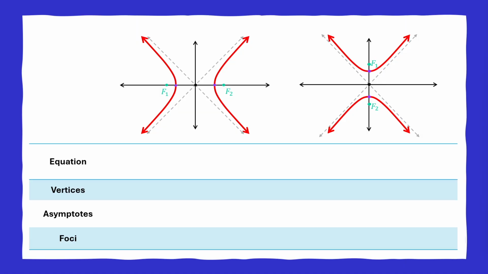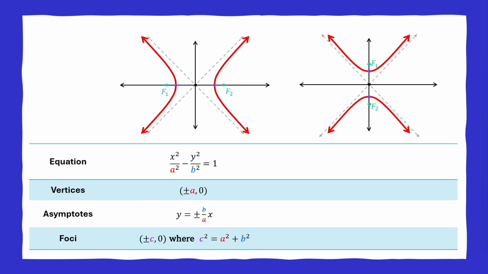If the hyperbola opens horizontally, the equation is x squared over a squared minus y squared over b squared equals 1. The vertices are at positive and negative a, 0. The x-coordinates are opposites because the branches open left and right along the x-axis. The asymptotes are the lines y equals plus or minus b over a times x. The foci are at positive and negative c, 0, where c squared equals a squared plus b squared.